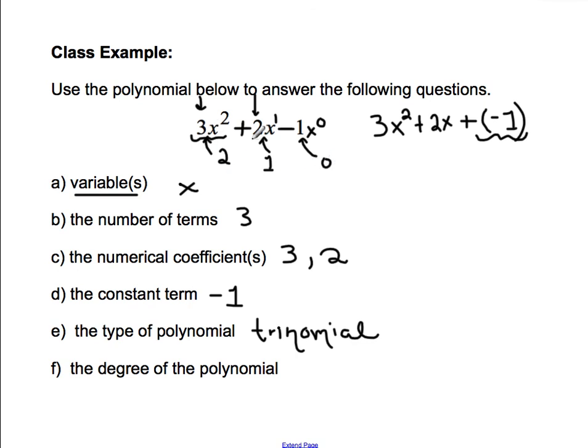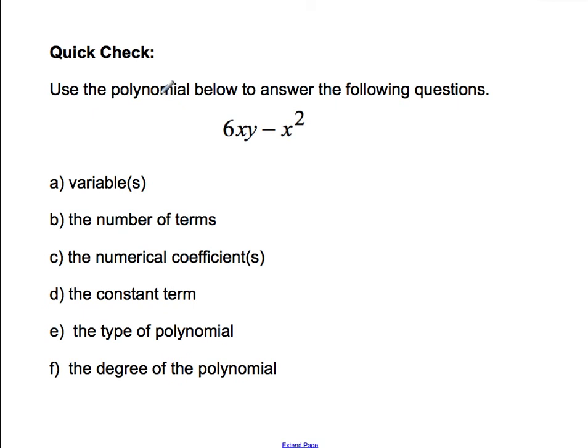Once we find the degree, the highest exponent of each of our terms, then we're going to take the highest one. So the degree of the polynomial is 2. Now I'm sure there was a lot going on there, so I'm going to go through a couple more examples with you. Okay, so let's look at this one.